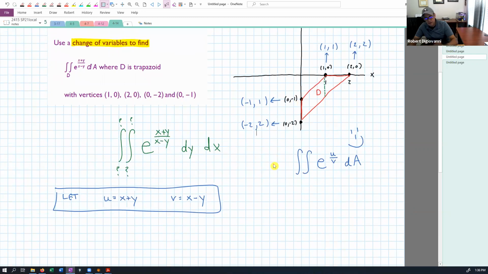Let's go ahead and draw that in the UV plane. So in the UV plane, I have the point 1, 1. I'm just going to put it here, 1, 1. I have the point 2, 2. I have the point -1, 1. And -2, 2. Connect those with lines.